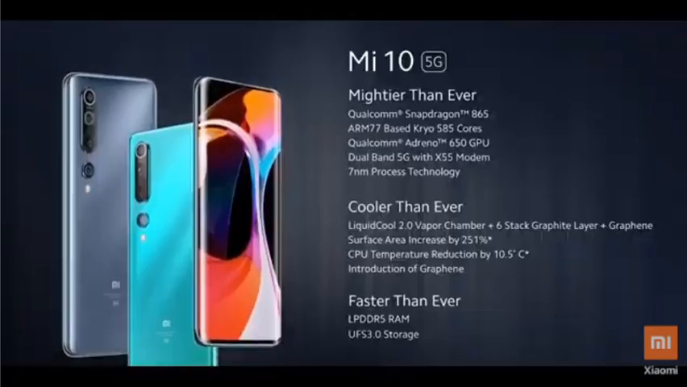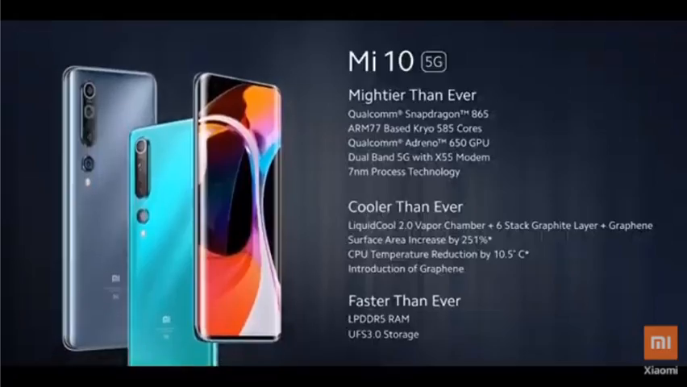Now, this brings me to the end of the performance section. Allow me to quickly summarize. Mi 10 in India is powered by Qualcomm's flagship Snapdragon 865 processor, which is built on a 7nm process technology. With the new SoC, Mi 10 is a future-ready device with support for 5G and Wi-Fi 6 out of the box. We have also built in a 3-layer cooling mechanism with vapor chamber liquid cooling, graphite stack and graphene to regulate the CPU temperature for sustained peak performance.